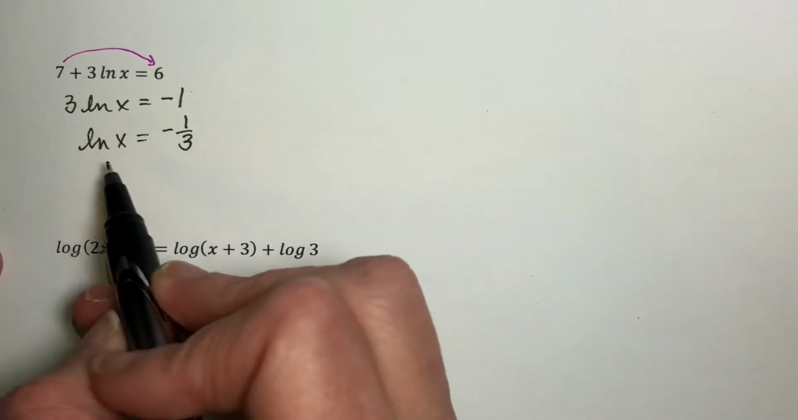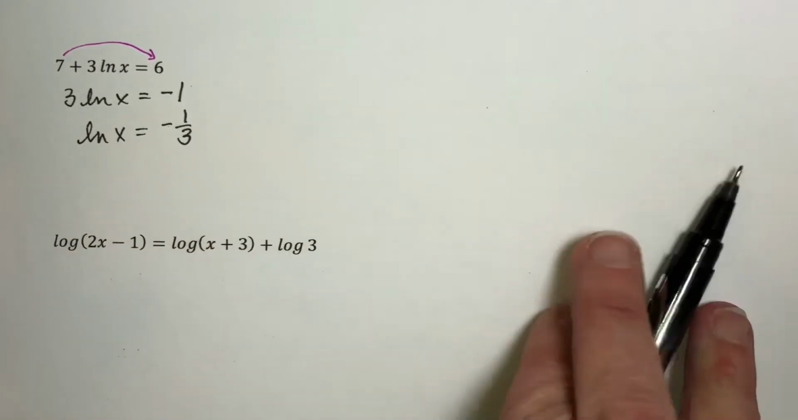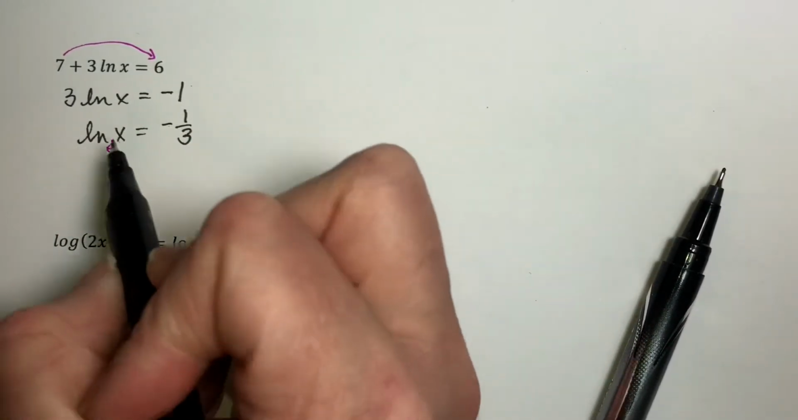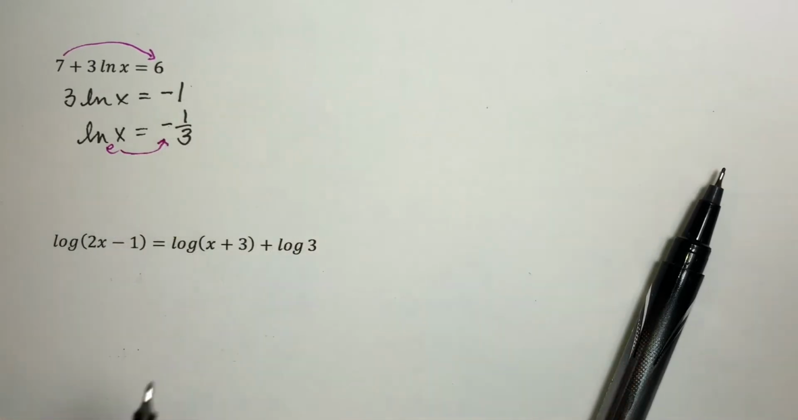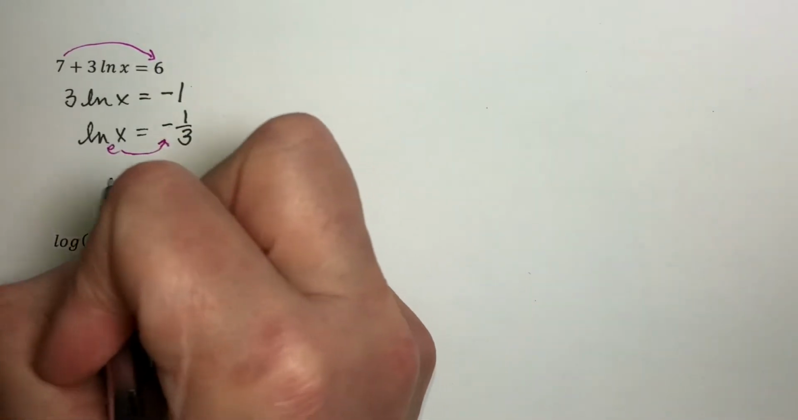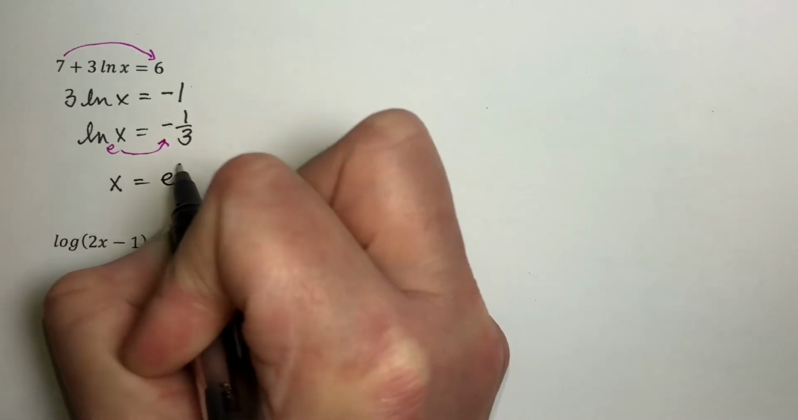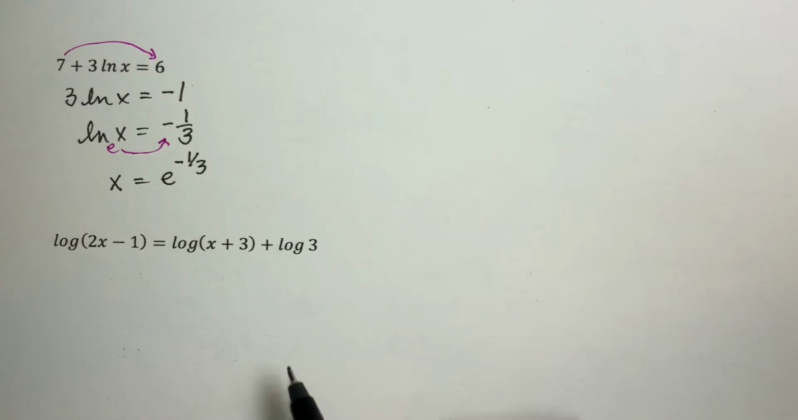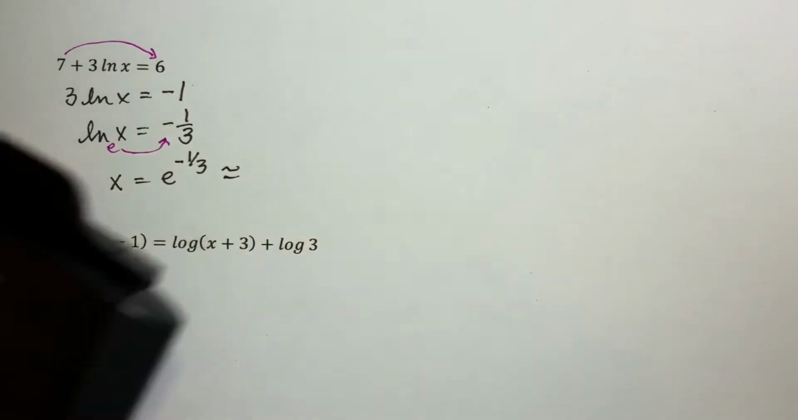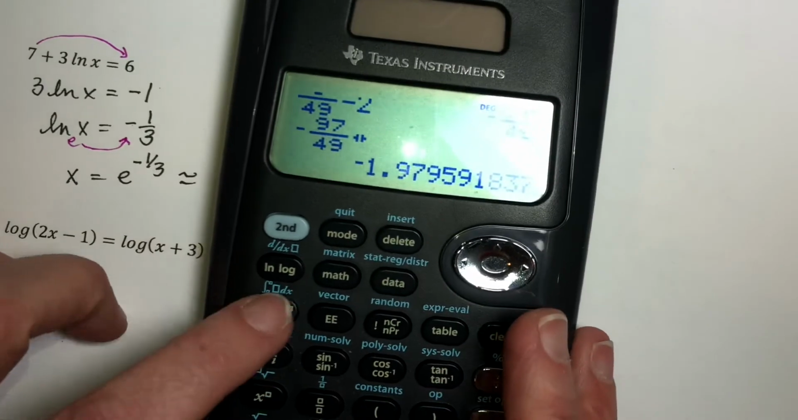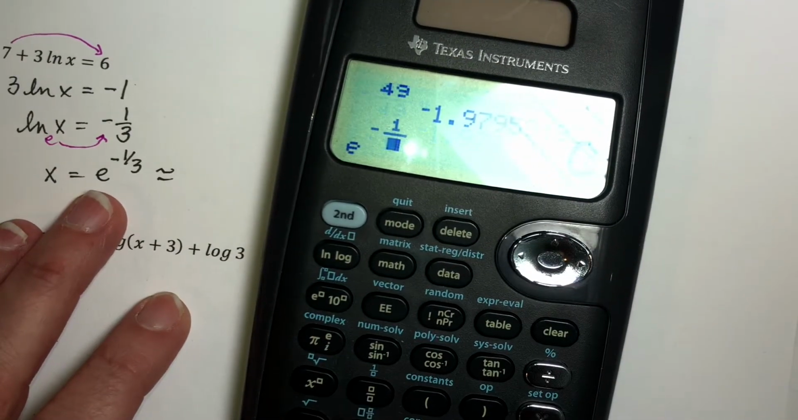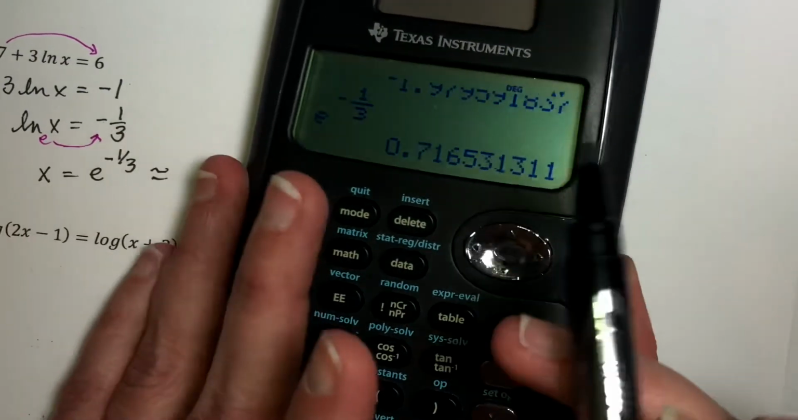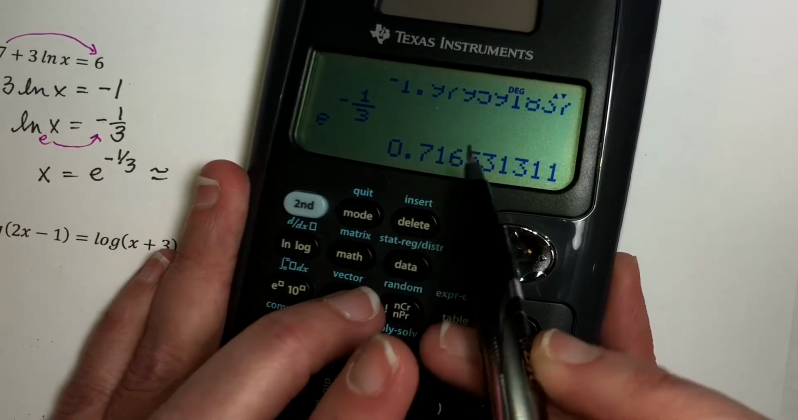Now what we're going to do is switch this into exponential form, which requires you remembering that this is base e. So this is going to come over here and bump that up to be an exponent. So my x value is e to the -1/3. So this is approximately 0.72, to 2 decimal places.